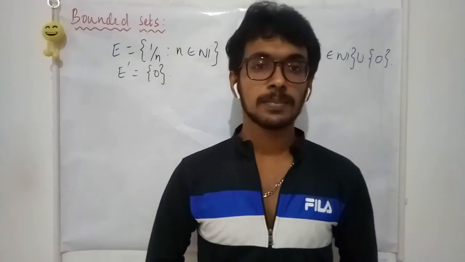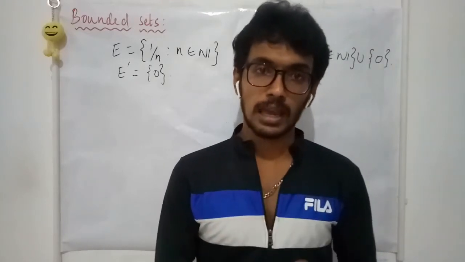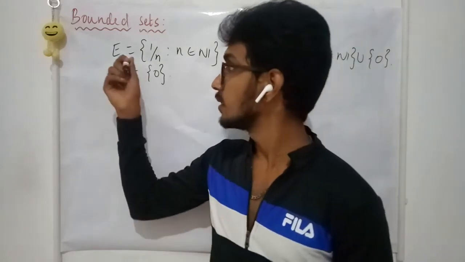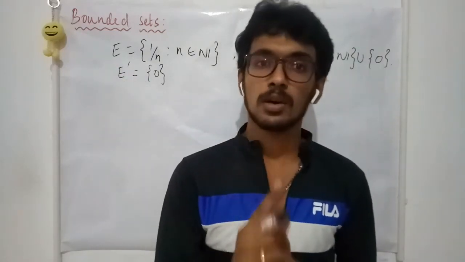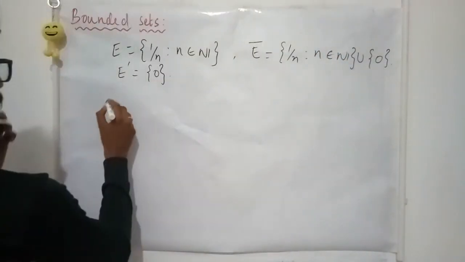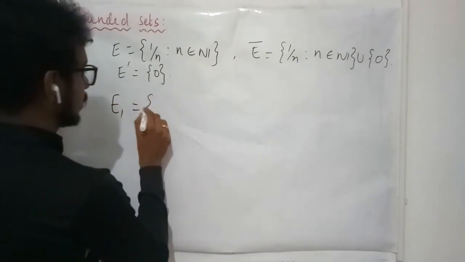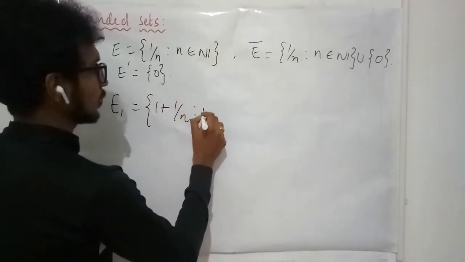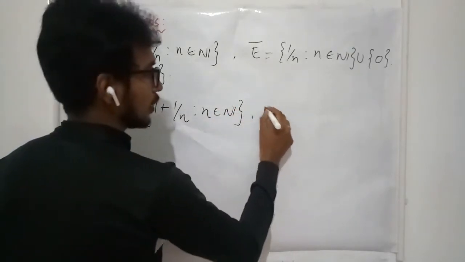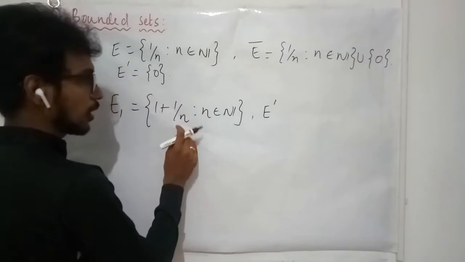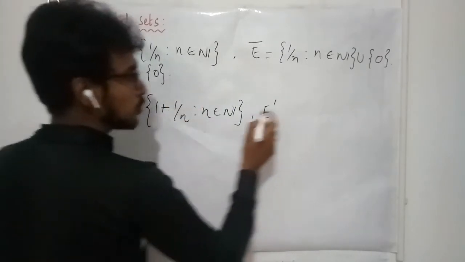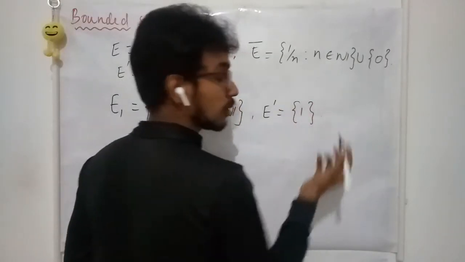Can we give any other set, or can we construct any other set with the help of this set, but that set must also have only one limit point? Let us see that too. Let me take 1 plus 1 upon n. In this case, 0 is going to be the only limit point, but all the entries are added with 1, which means only 1 is going to be the limit point.